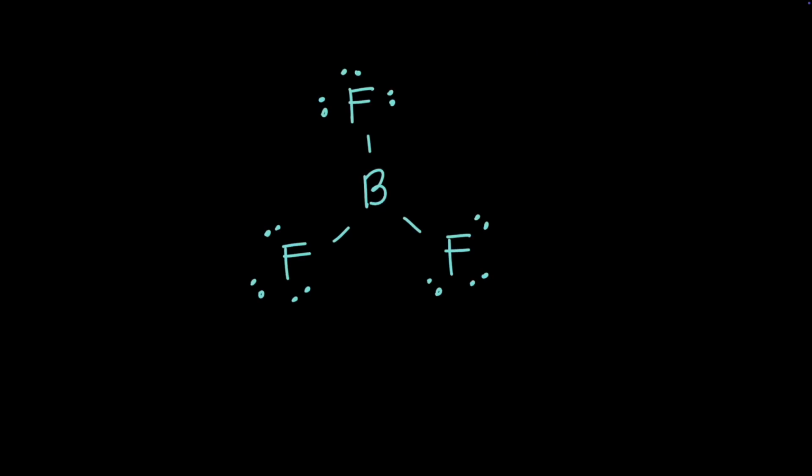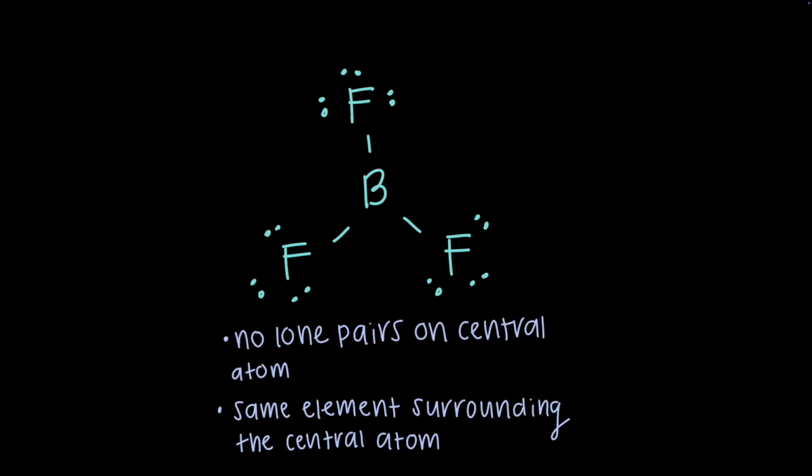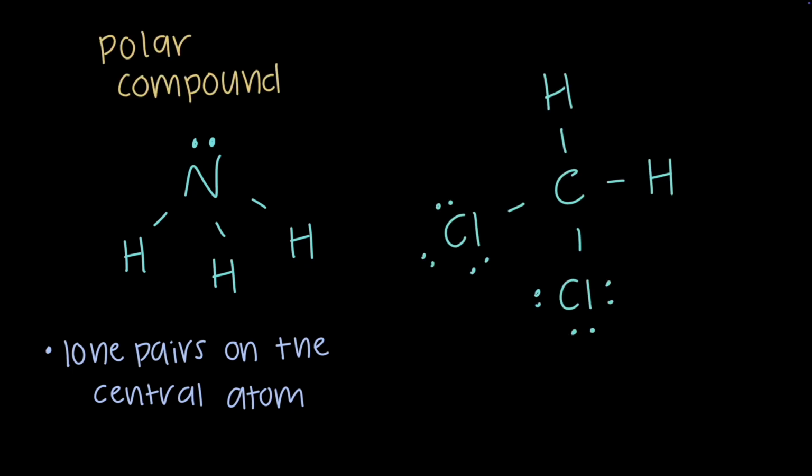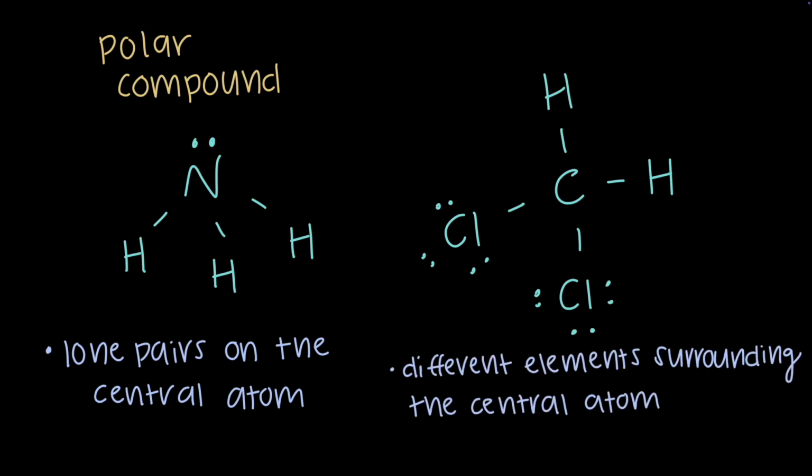Boron trifluoride. BF3 has no lone pairs on the central atom and has the same element, F, surrounding the central atom, so the molecule is nonpolar. Ammonia. NH3 has a lone pair on the central atom, so the molecule is polar. Dichloromethane, CH₂Cl₂. CH₂Cl₂ has two different elements, Cl and H, surrounding the central atom, so the molecule is polar.